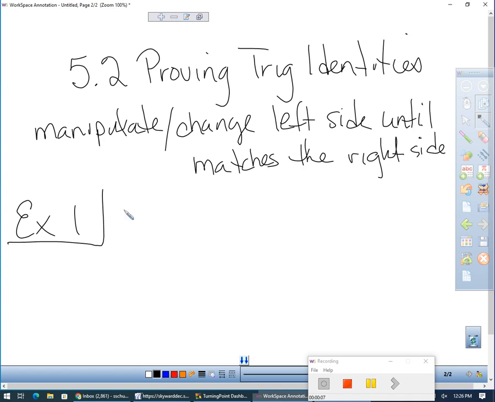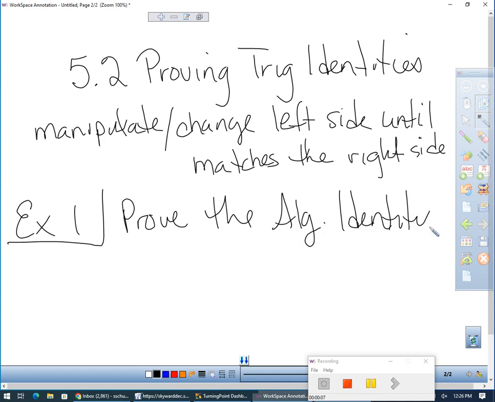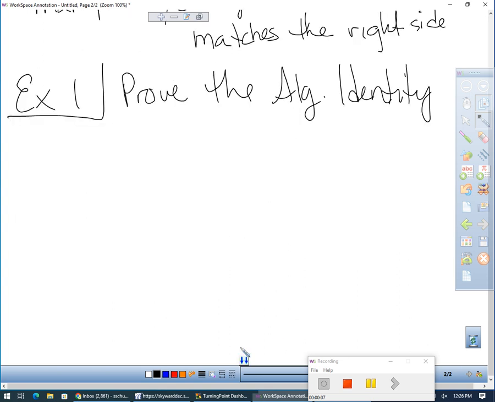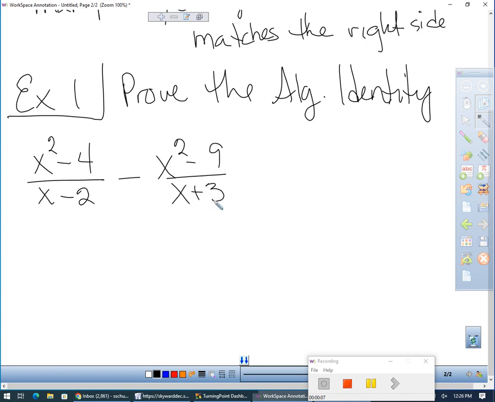I would like you to prove the algebraic identity. And let's start off with kind of an easy one. If I have x squared minus 4 over x minus 2 minus x squared minus 9 over x plus 3, I want to show that this equals 5.